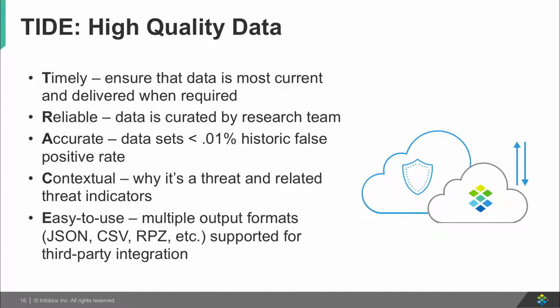Contextual, why it's the threat and the related threat indicators to it. And then also easy to use. We have multiple output formats. This is JSON, CSV, and RPZ, and many more.